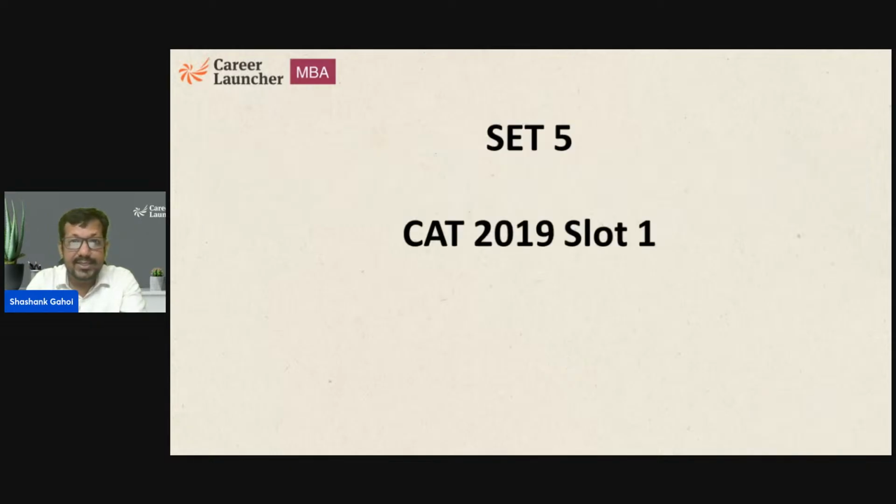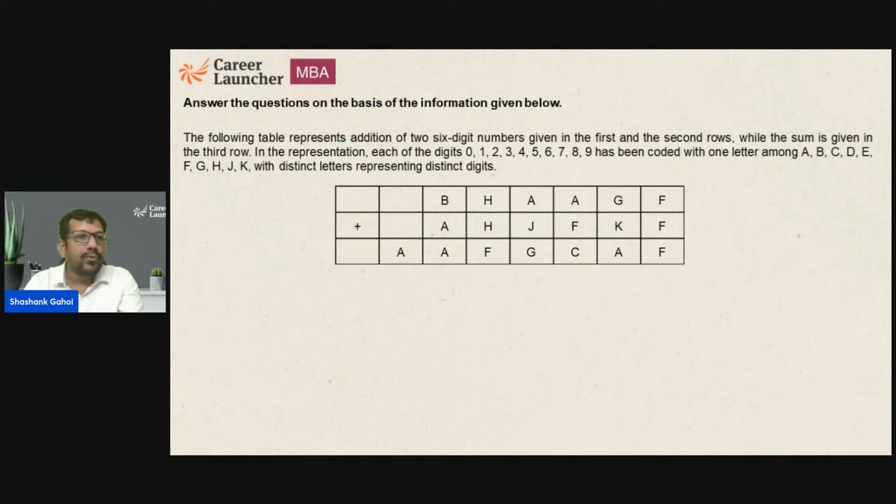So what does the first set say? It is Set 5, CAT 2019 Slot 1. The question says the following table represents the addition of two 6-digit numbers given in the first and second rows. I can see the two numbers being added, while the sum is given in the third row. In the representation, the digits 0, 1, 2, 3, 4, 5, 6, 7, 8, 9 have been coded with the letters A, B, C, D, E, F, G, H, I, J, K with distinct representing digits.